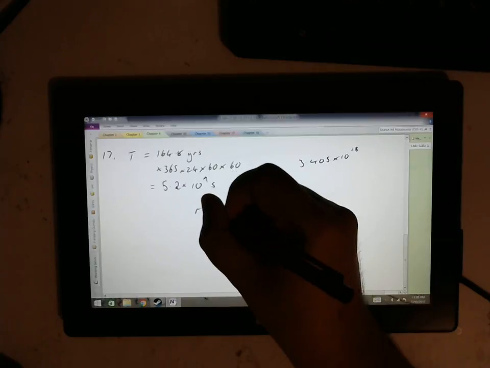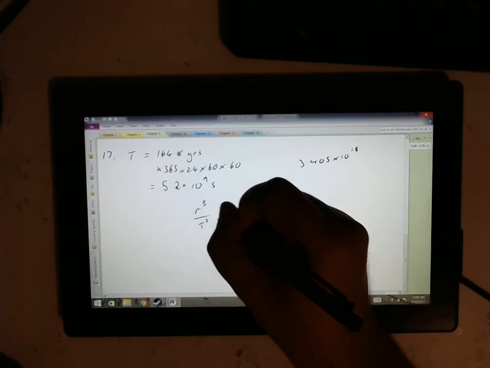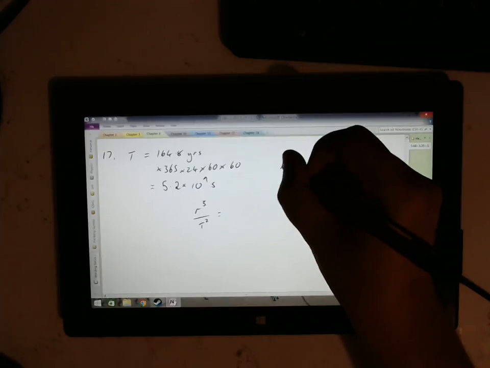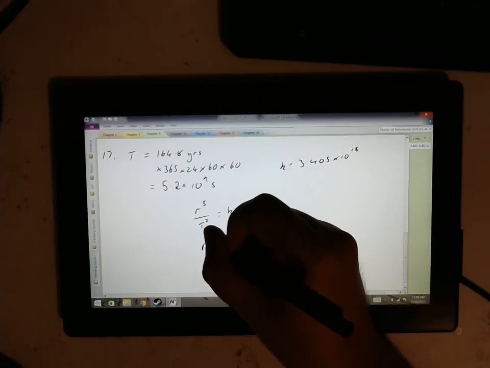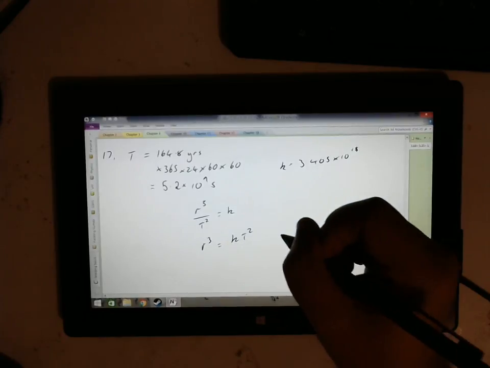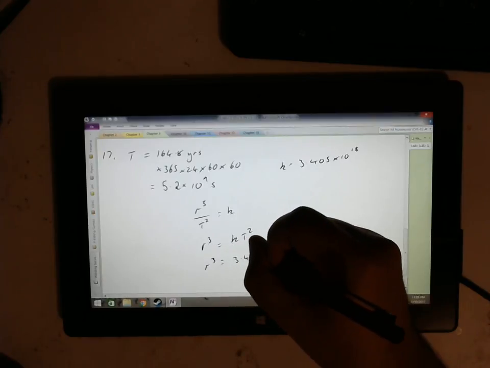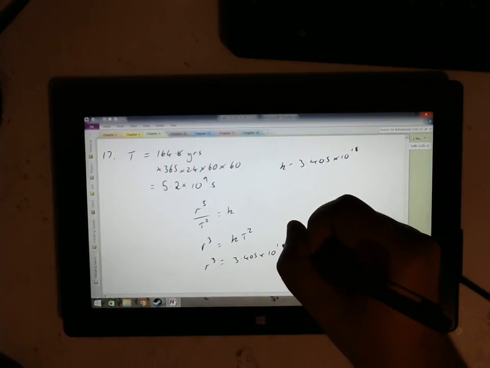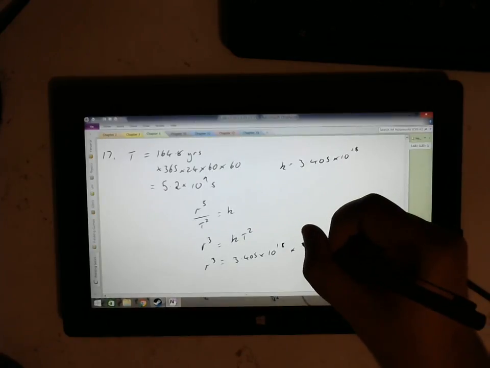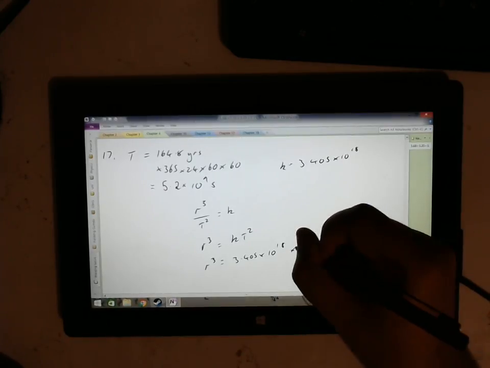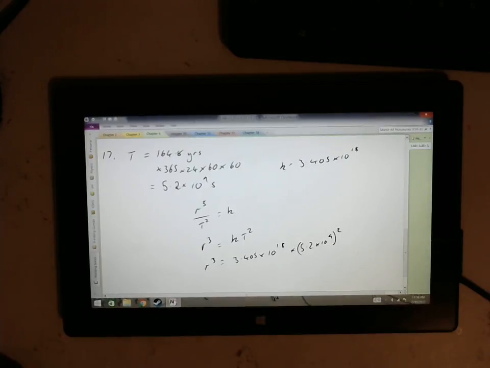Okay, we know that r cubed over t squared equals, let's just call that k for the moment. So r cubed is going to equal k times period squared. R cubed equals 3.405 times 10 to the 18 times 5.2 times 10 to the 9, all squared. Let's do that. Square that number times 3.405 times 10 to the power of 18.